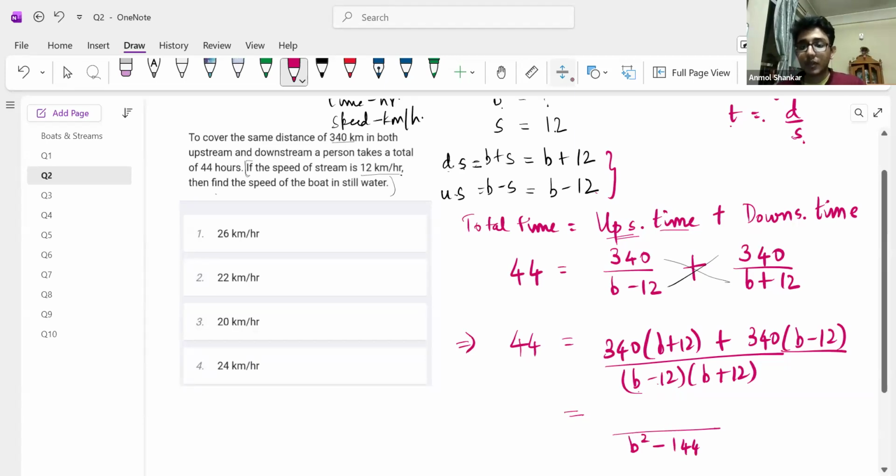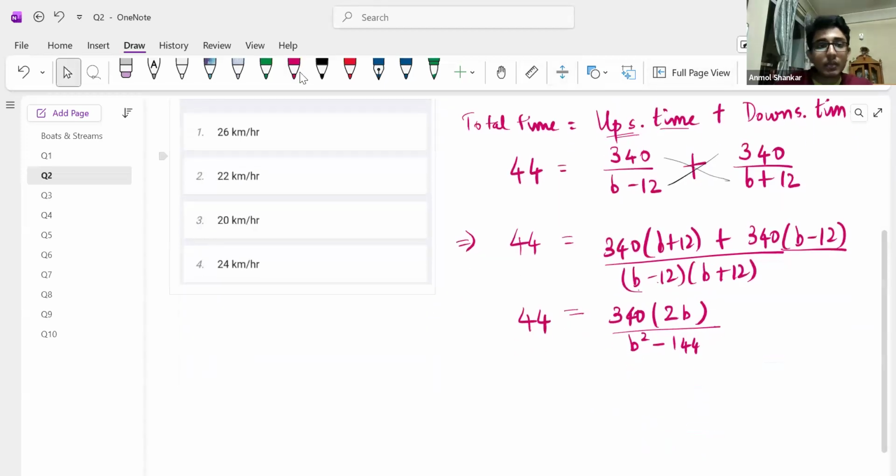Here we can take 340 common in the numerator, and B plus 12 plus B minus 12: the 12s cancel and we get 2B. So this is equal to 44. What other simplification can we do? 44 and 2 cancel to give 22. Again 22 becomes 11, and 340 becomes 170.